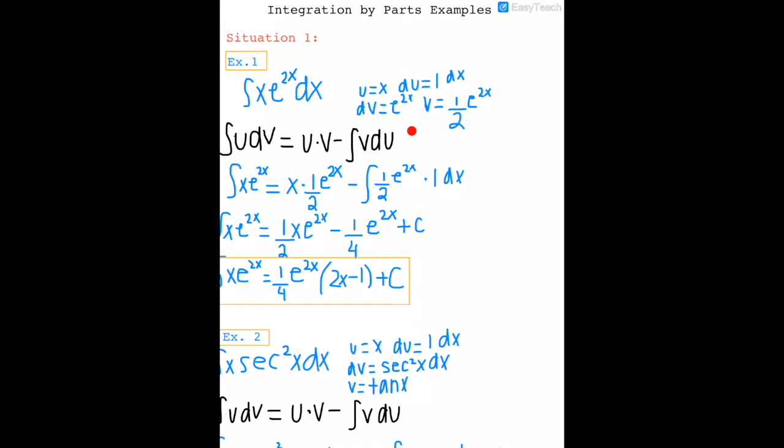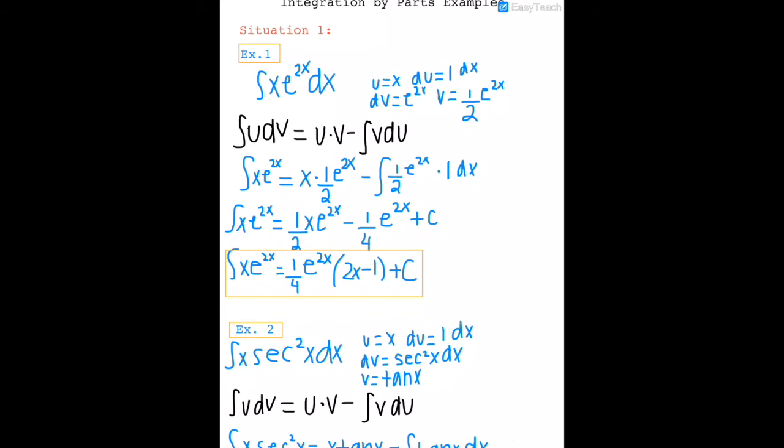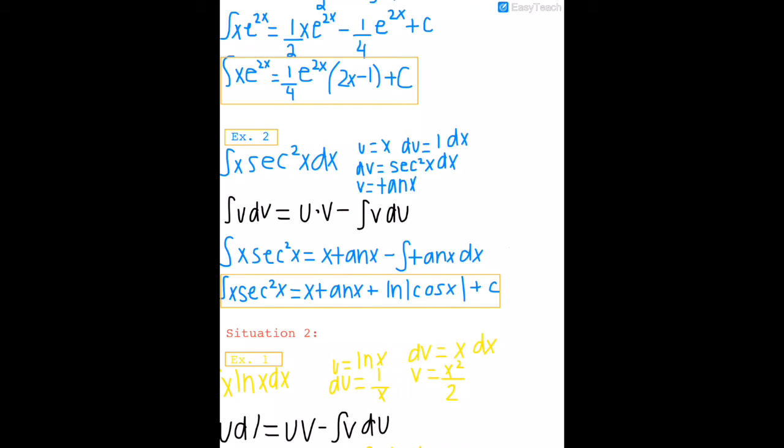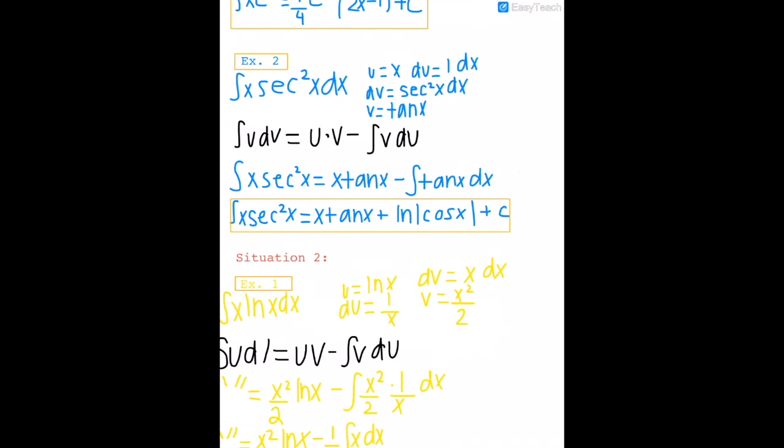Now you plug everything into the equation like it's shown here, and you get the answer. The integral of x e to the 2x equals 1/4 e to the 2x times (2x minus 1) plus c. You can review this example on your own in my notes. And then situation 2.